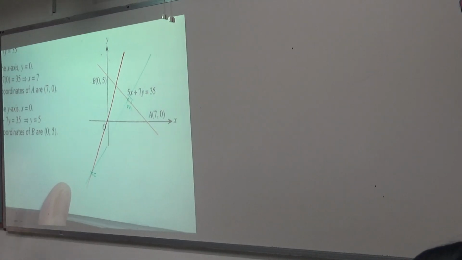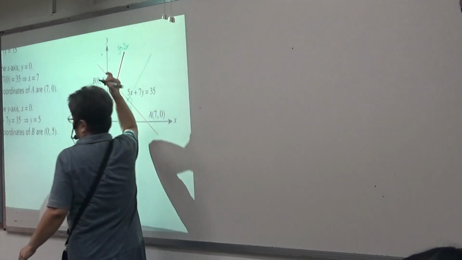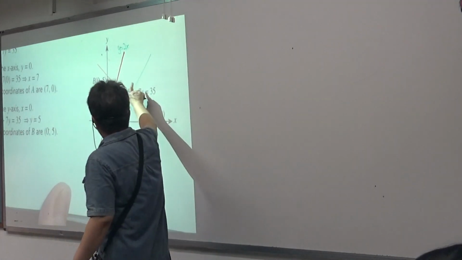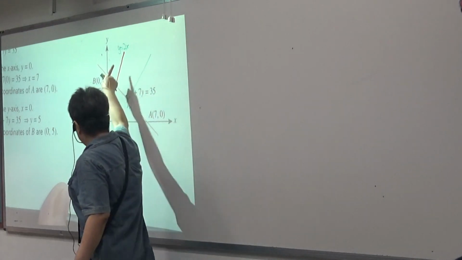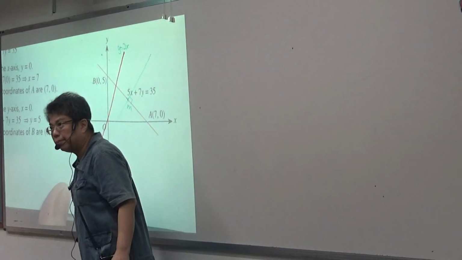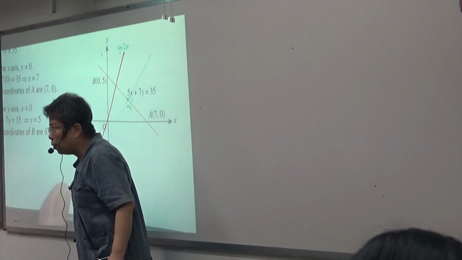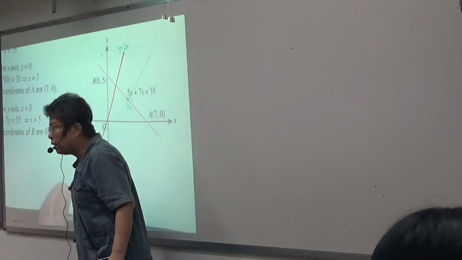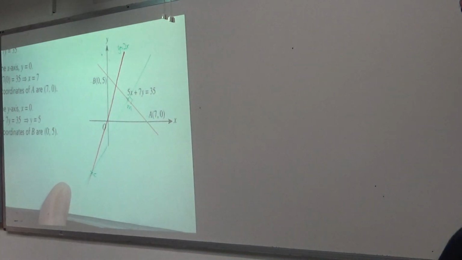Agree? Now, I already know the red one is y equals 2x. I just need to find the equation of this line, right? Then I take the simultaneous equation, I can get C as here. Can you see it now? Okay, alright, now how do we do that?